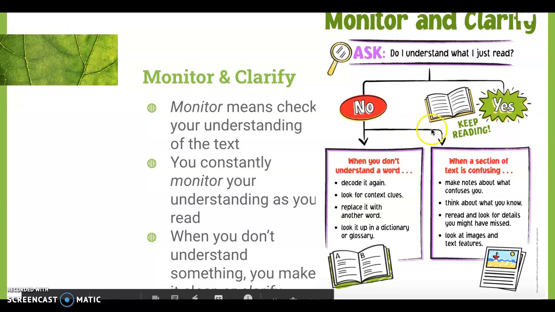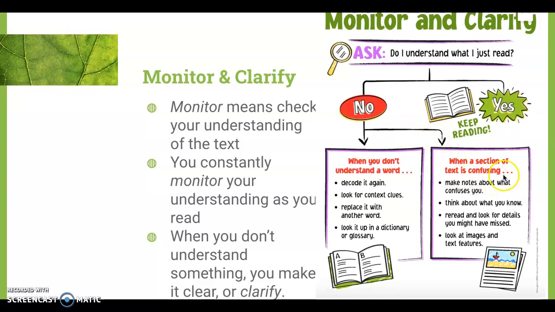If what you just read doesn't make sense because a whole section of text is confusing, make notes about what confuses you. Think about what you know on the topic, and reread and look for details that you may have missed the first time. Are there any images or text features that can provide more information?